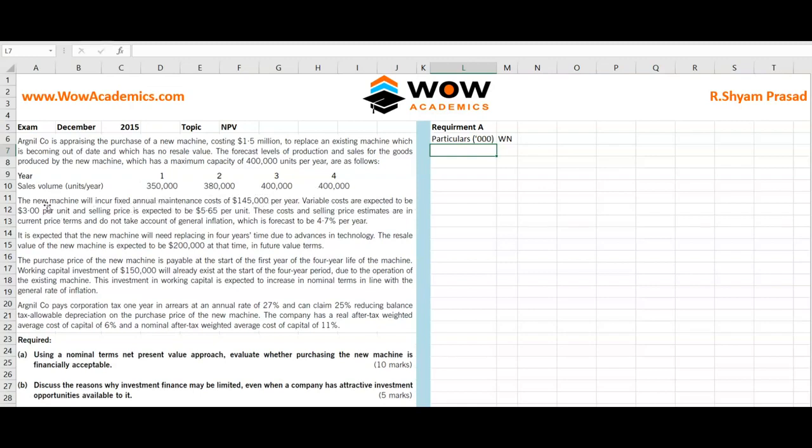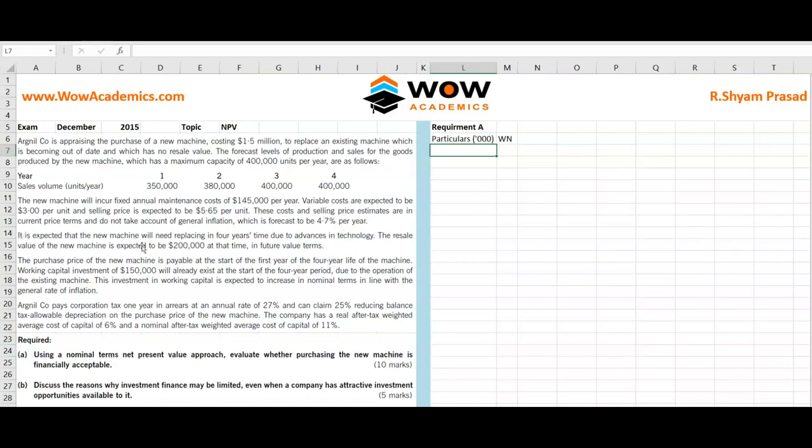The variable costs are expected to be 3 per unit, and selling price is expected to be 5.65 per unit. These costs and selling prices are estimates in current terms, that is, they are not inflated and they are in real terms, and do not take account of general inflation, which is forecasted to be 4.7% per year. That means the costs. So what are the costs we have? We have fixed cost and we have variable cost. That's why he gives you the words these costs. Both the costs and selling price have to be inflated at 4.7% per year.